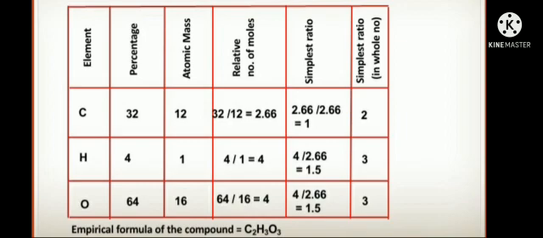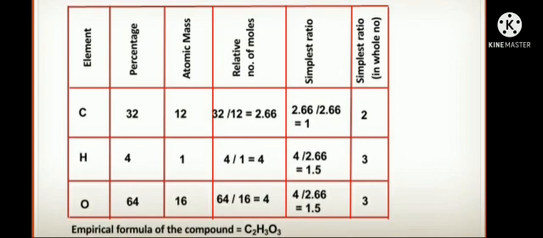In the last column, you will be getting simplest ratio in whole number. For carbon, it is 2. For hydrogen, it is 3. For oxygen, it is 3. Using the above values, you can write the empirical formula. The empirical formula of the compound is C2H3O3. Again I repeat, the empirical formula of the compound is C2H3O3.